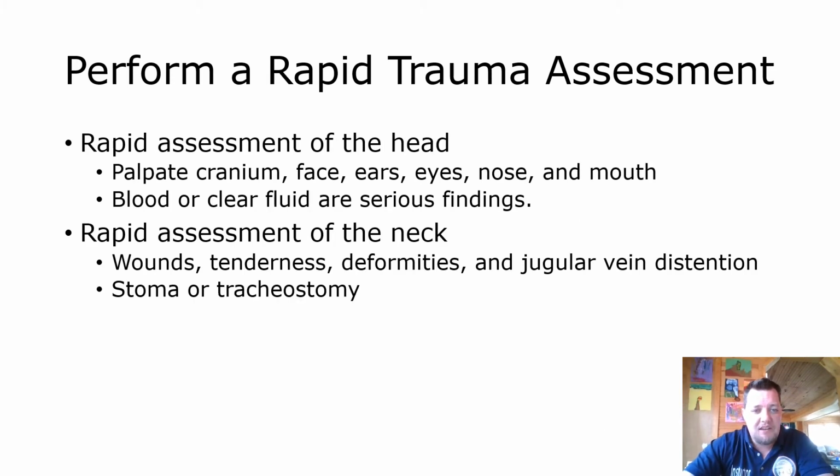So rapid assessment of the head, we're going to palpate the cranium, face, ears, eyes, nose, and mouth. We're going to check for blood or clear fluid in or around the nose or the ears. These indicate probably a head injury of some type. Rapid assessment of the neck: we're going to check for any wounds, tenderness, deformities, and jugular vein distension. We're also going to check to see if they have a stoma or a tracheostomy. Again, when we check each one of these things, we're looking for that DCAP-BTLS.